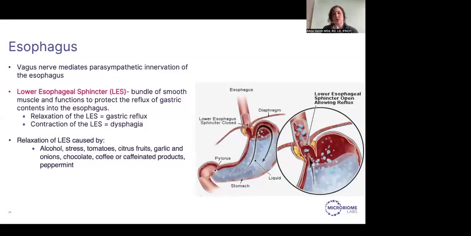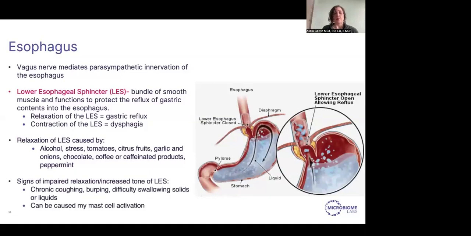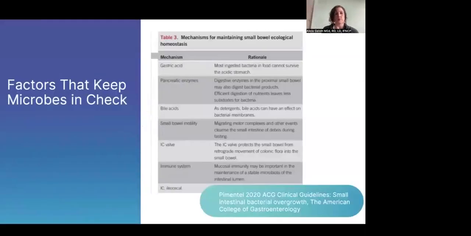So, first thing when you have someone who's dealing with a lot of reflux, definitely talk to them about these main triggers that are going to relax that lower esophageal sphincter even more. And then some other signs of impaired relaxation, or if they're having more of the contraction, would be things like difficulty swallowing, chronic coughing, those kinds of things.